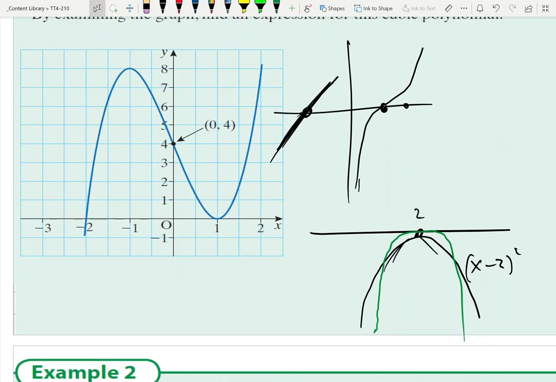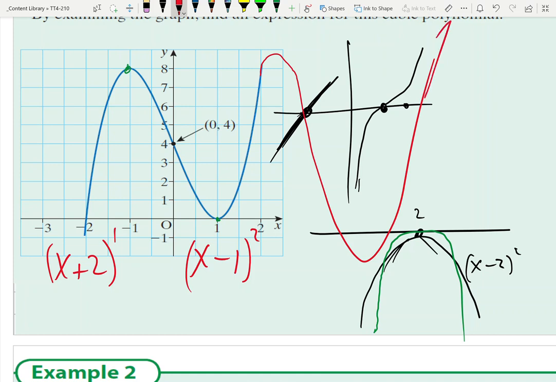So this is a power 3. So we assign this factor as x plus 2, power 1. And this factor is x minus 1 to the power of 2. Now you can ask, how do I know it's not to the power of 4? I suppose if it was, they would have to show us more of the function. Okay, and it would wiggle around again before meeting its end behavior.